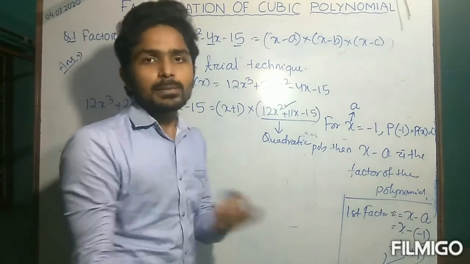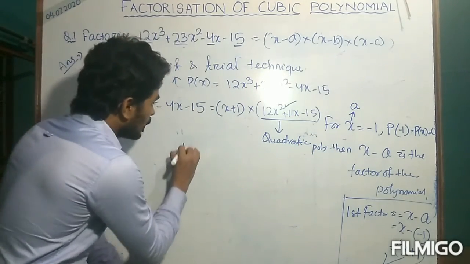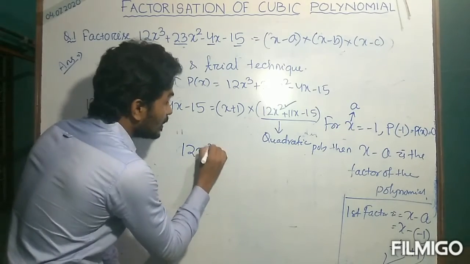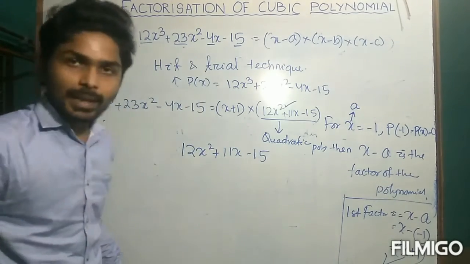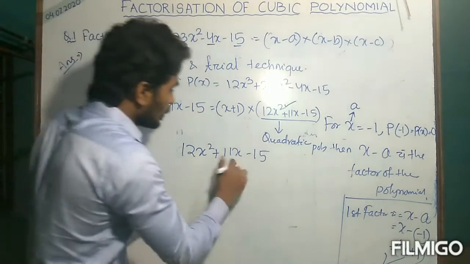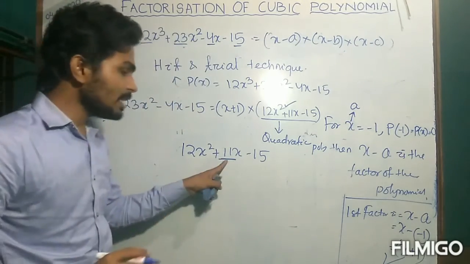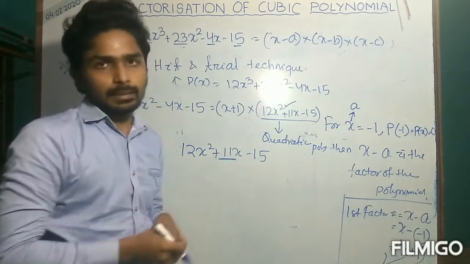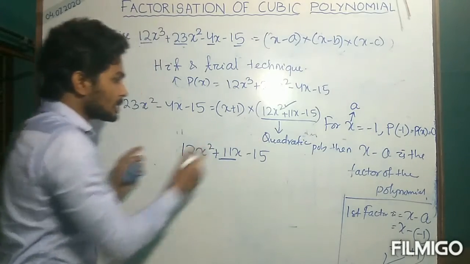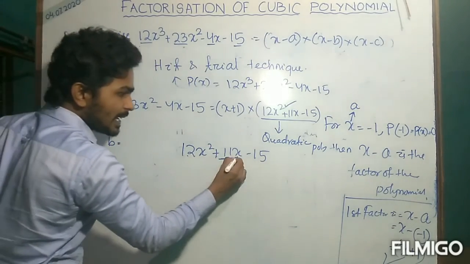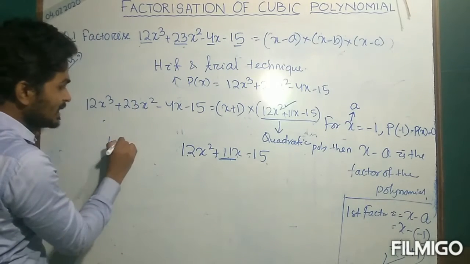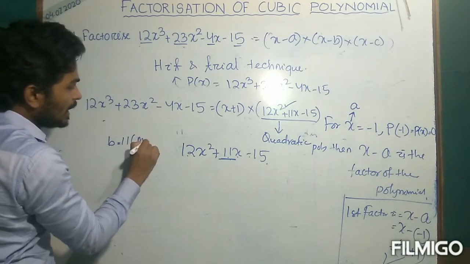By using the middle term splitting method. Simple. See, this is the quadratic polynomial plus 11x minus 15. Okay. So here we have to split this middle term into two parts such that... So this is the middle term. This is b, because ax square plus bx plus c.